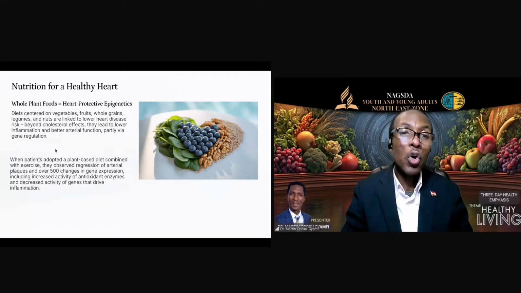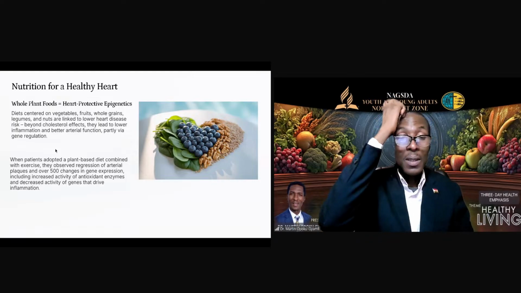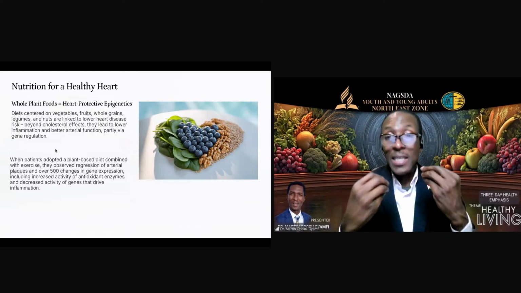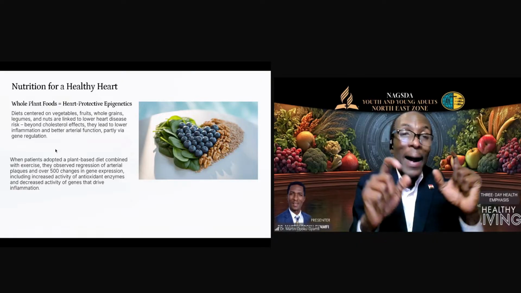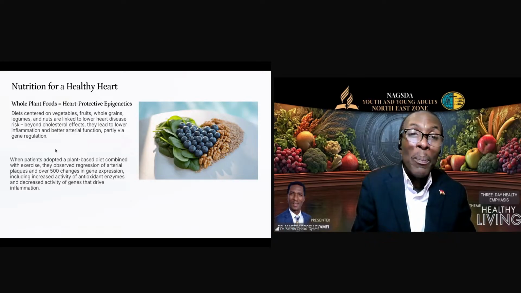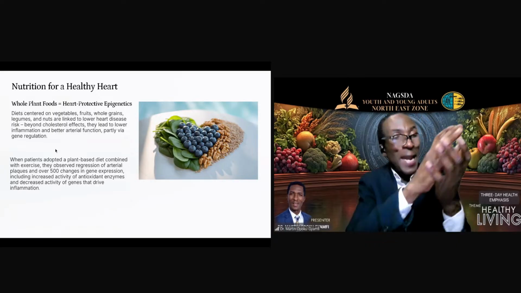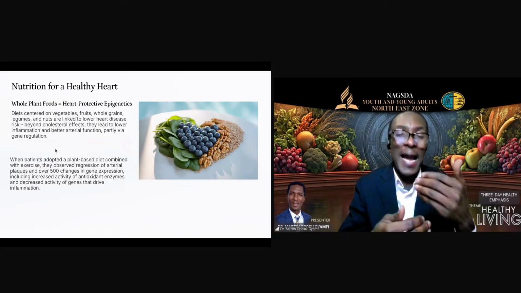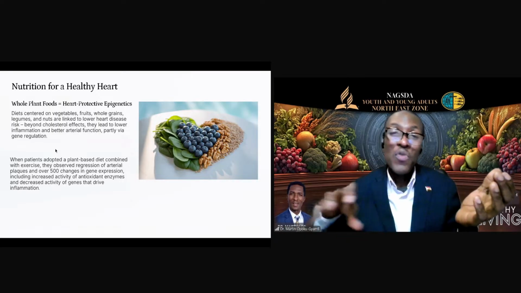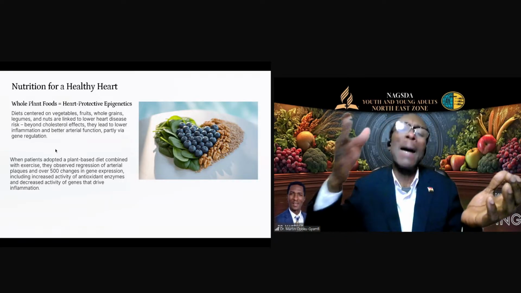And then the research has shown that plant foods actually affect our heart disease. They conducted research, and they saw that when patients adopted a plant-based diet combined with exercise, the researchers found a regression of arterial plaques. So the plaque that was in their blood vessels, the body started dissolving it. So the blood vessels were cleaning up. The body was cleaning it up.